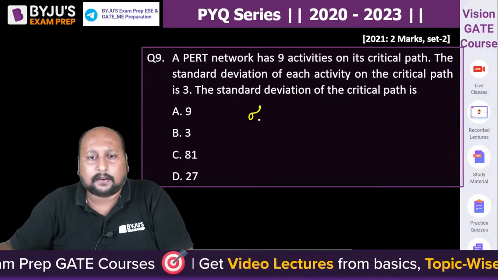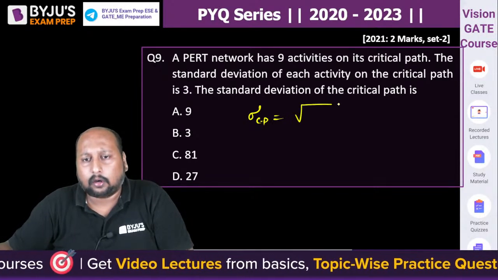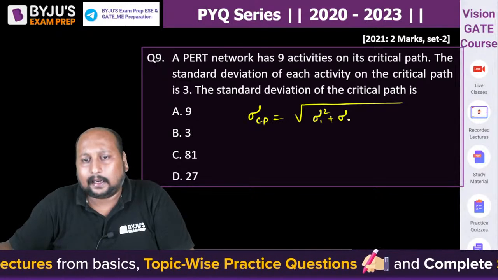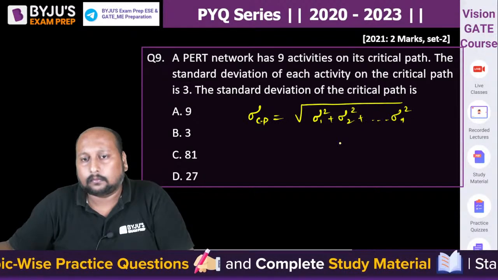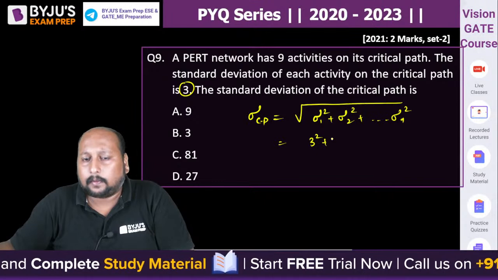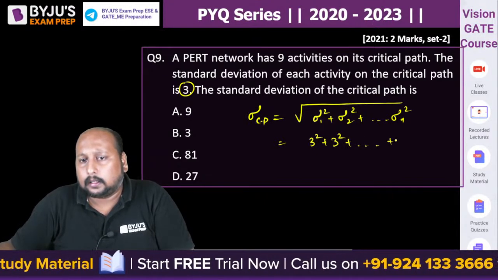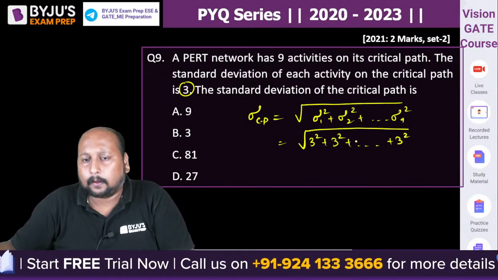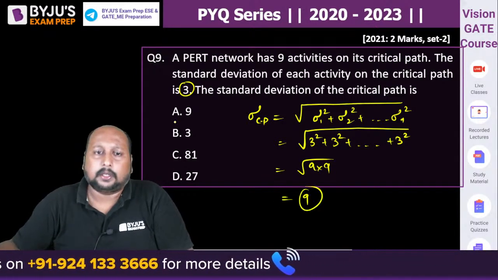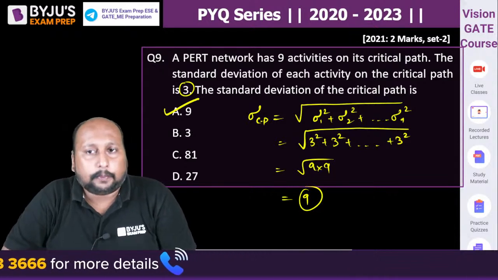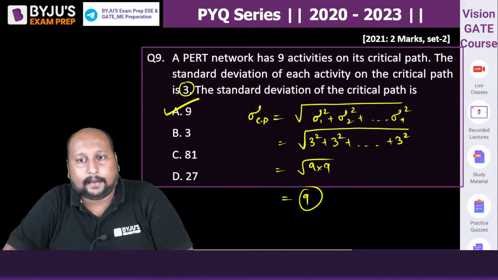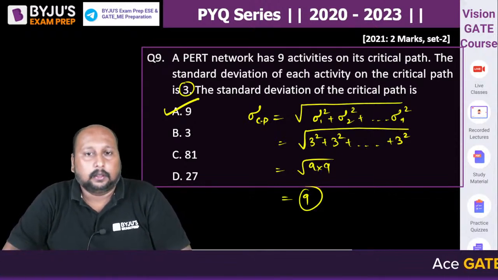So the standard deviation of the critical path is equal to the square root of the sum of the variances of the individual activities. Each activity has a standard deviation of 3. So this is 3 square plus 3 square, till 3 square, 9 times. So this is the square root of 9 into 9, which is 9. Option A is the correct answer. This was asked in 2021. Clear? Understood.